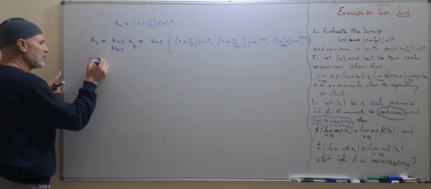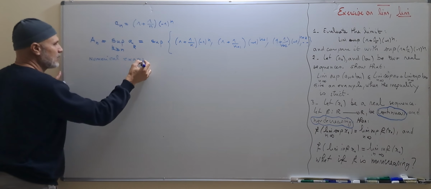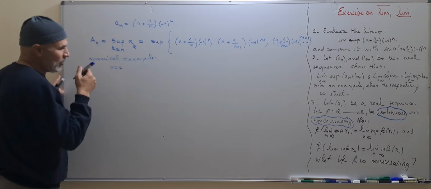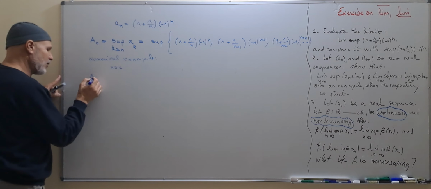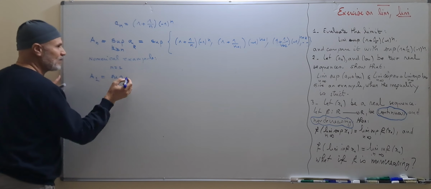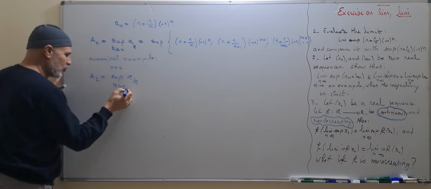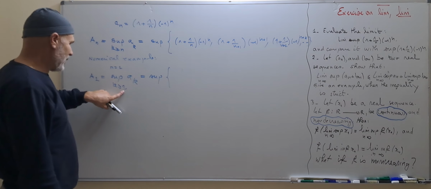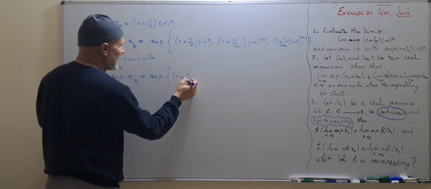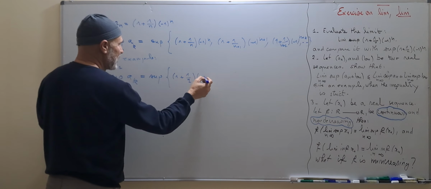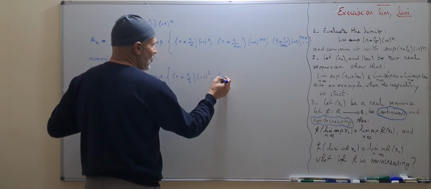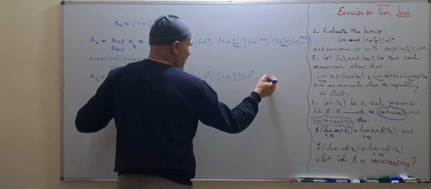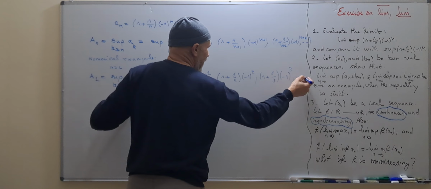Numerical example. If we take n equal to 1, I am sorry for the bad noise, A1 is equal to the sup of a_k for k greater than or equal to 1. We start from n equal to 1. This means (1 + 1/1) times (-1)^1. The second, (1 + 1/2) times (-1)^2. Then (1 + 1/3) times (-1)^3, and so on.